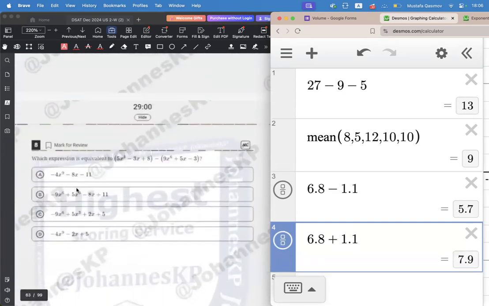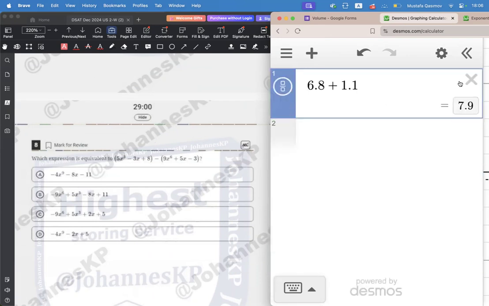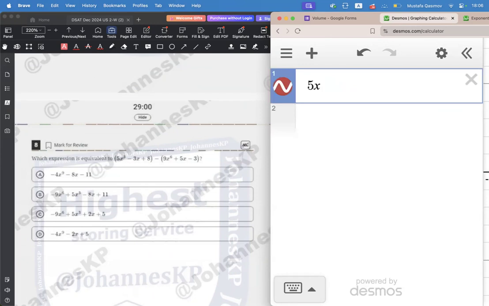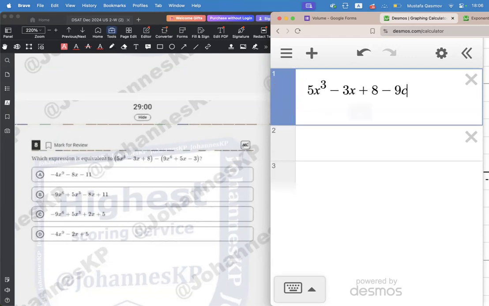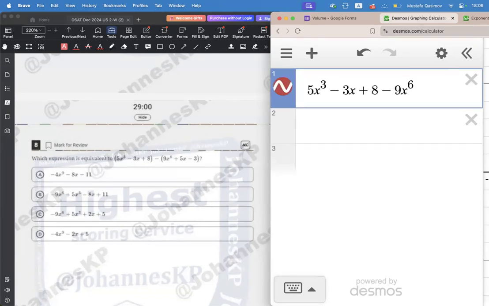8. For 8, we must open it. When you open it, it will be like that. 5x cubed minus 3x plus 8 minus 9x to the power of 6 minus 5x plus 3.